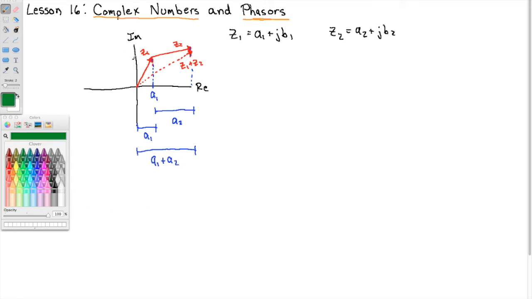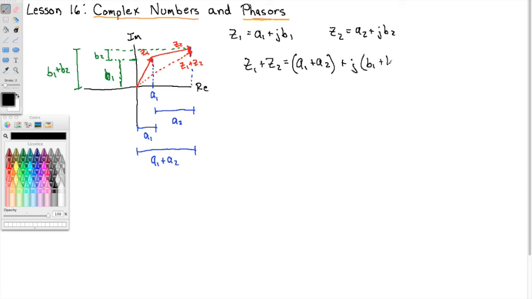And same thing in the other direction. If z1 went this high, this is b1, and then z2 went another b2, how tall is our resulting vector? That's b1 plus b2. And so our resulting vector, z1 plus z2, has a real part, a1 plus a2, and has an imaginary part, b1 plus b2.